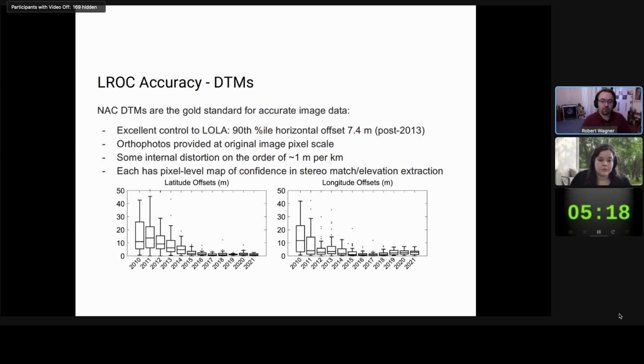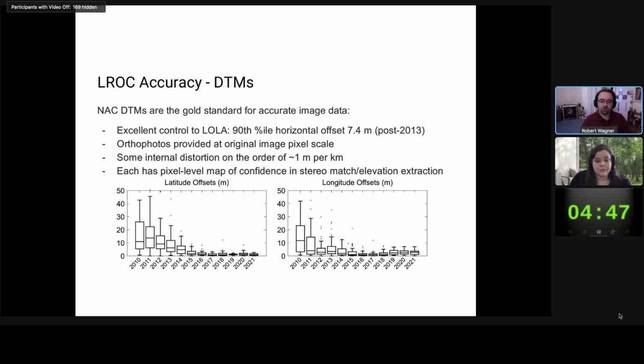These DTMs all come with orthophotos perfectly registered to the terrain model at the original pixel scale, so those are the best high accuracy, high detail images you can get of the moon right now. We have seen some internal distortion in these DTMs on the order of about 0.1% distance error, but that's quite small compared to the errors you see in arbitrary NACs for offset around the moon.